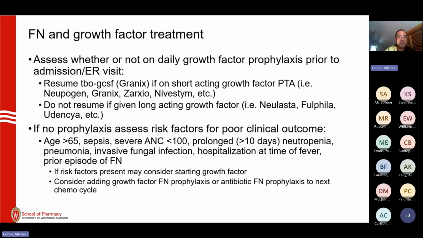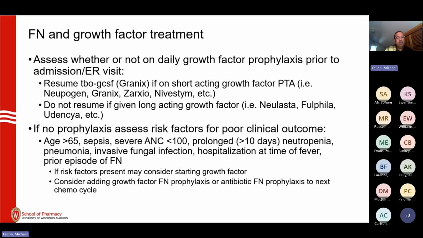If they have been on short acting, plan to resume it. And if they've been on long acting, it generally lasts 14 days. So if it's been less than 14 days, we would not continue it. And if it's been more than 14 days, we will occasionally consider starting growth factor.